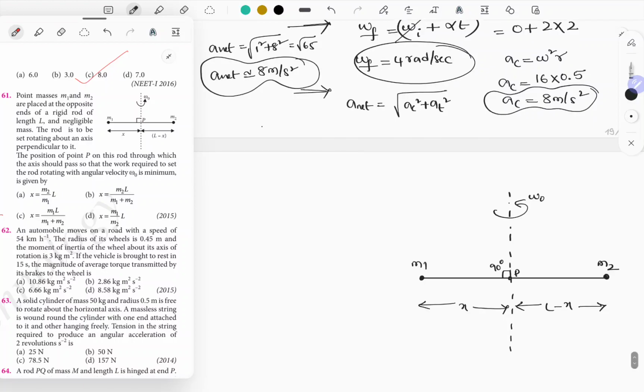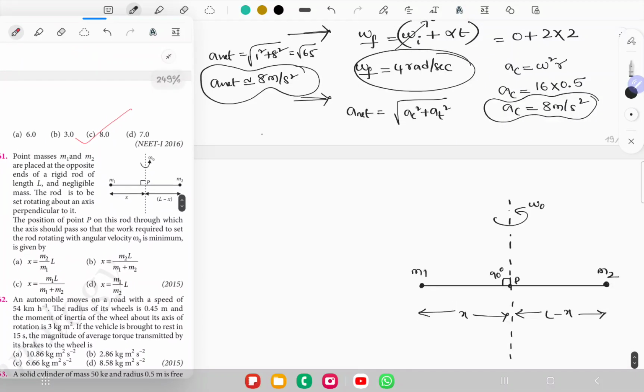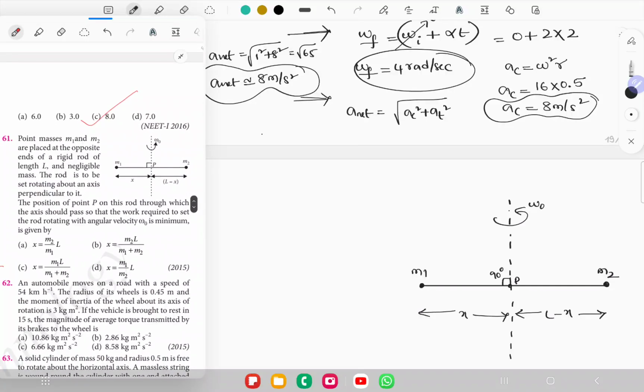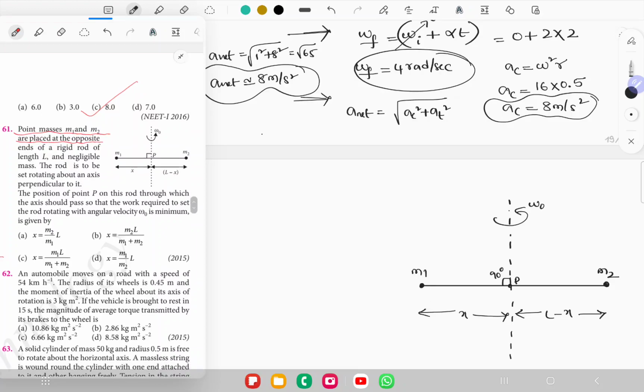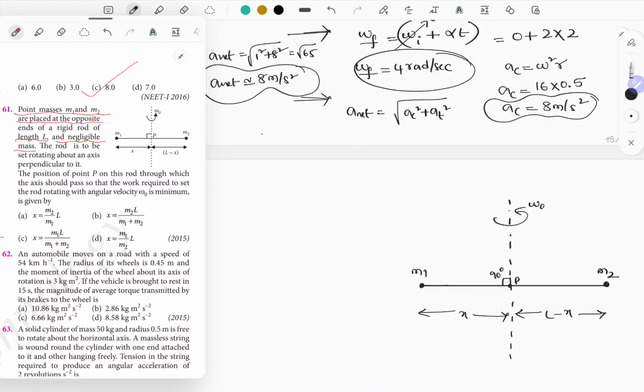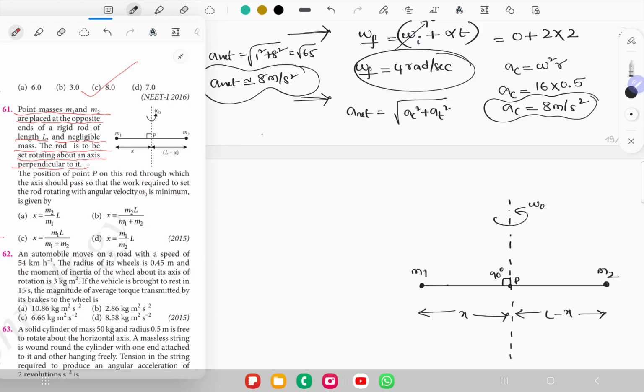Look at the diagram they have given in question number 61. Let me read it out. Point masses M1 and M2 are placed at the opposite ends of a rigid rod of length L and negligible mass. The length of that rod is L and it is massless. The rod is to be set rotating about an axis perpendicular to it.